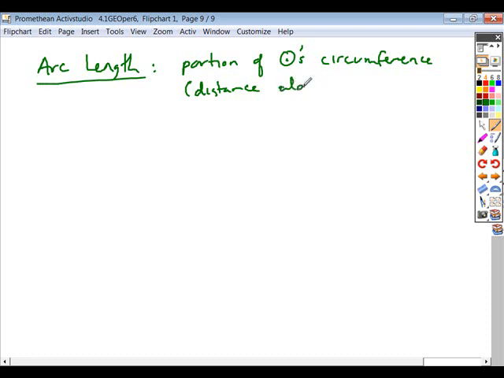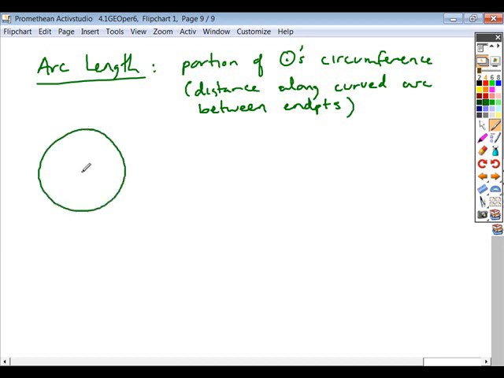And this is the distance along the curve, from one endpoint to the next. Okay, so when you're dealing with an arc length, now it's no longer talking about just the measure of the arcs. Now it's actually talking about that one-dimensional length. Okay, so it'll be measured in inches, centimeters, whatever units that you're describing.